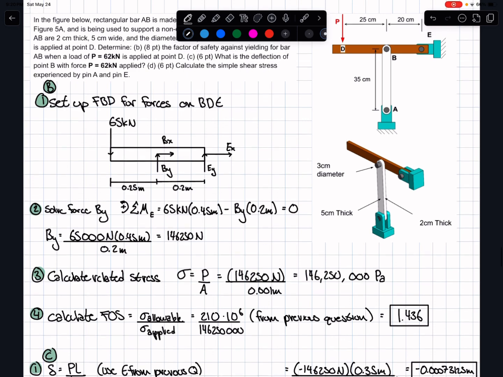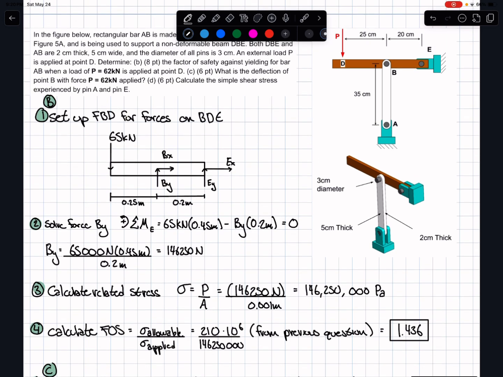Okay, perfect. So in order to solve for the force BY, we need the force BY. And to do that, we can use the moment about E. So by using the moment about E, we know that the P force is 65 kilonewtons, multiply that by the distance of 0.45 meters, and then subtract BY times 0.2 meters, set that equal to 0. We get that BY is equal to 146,250 newtons.